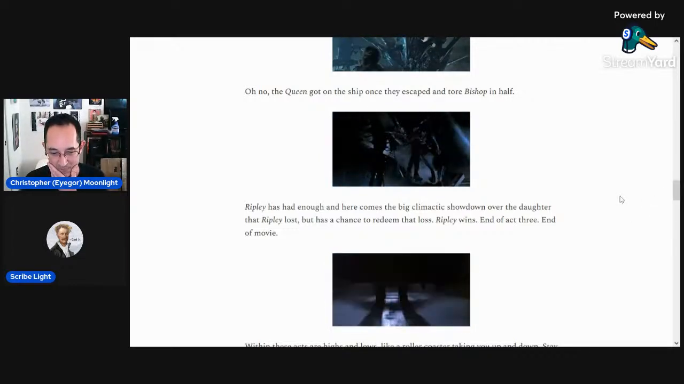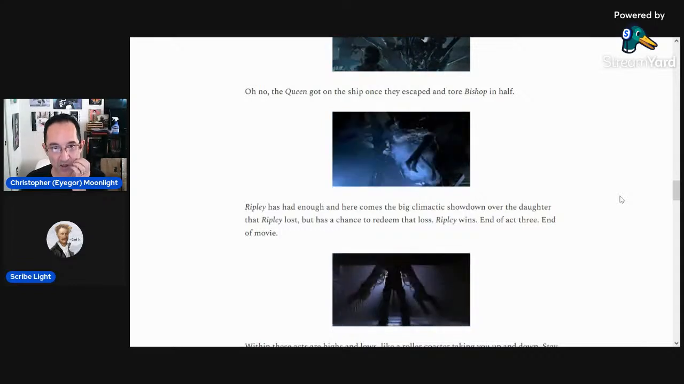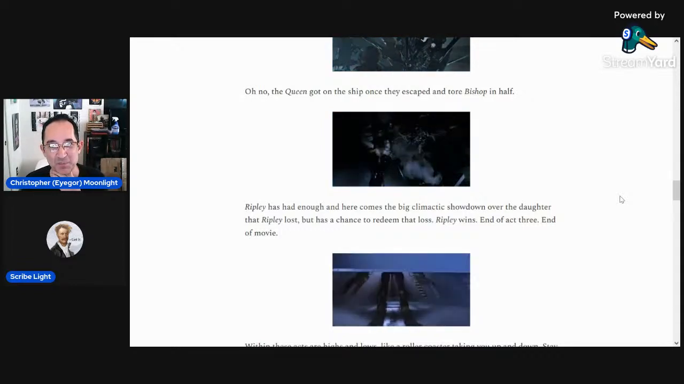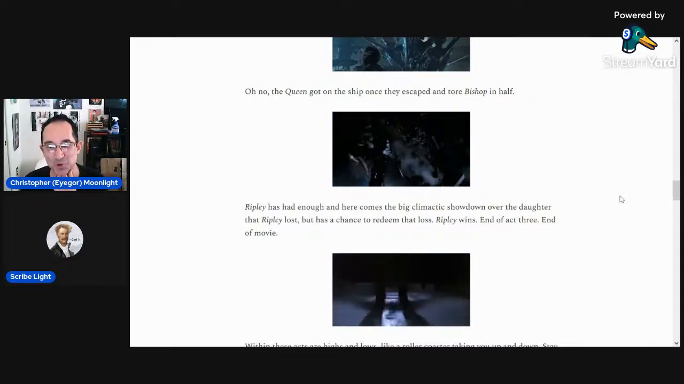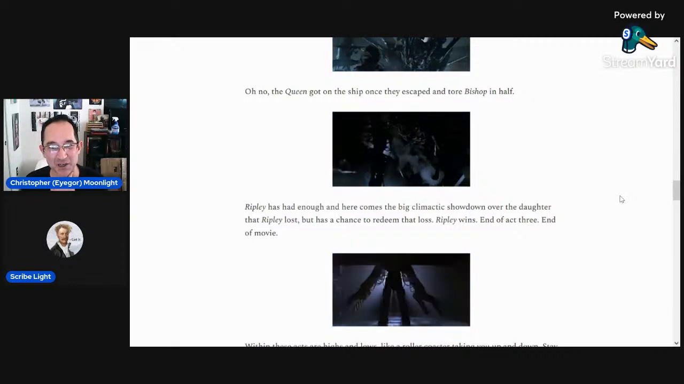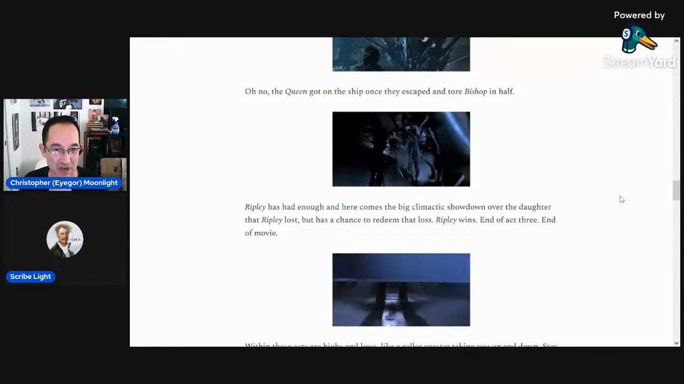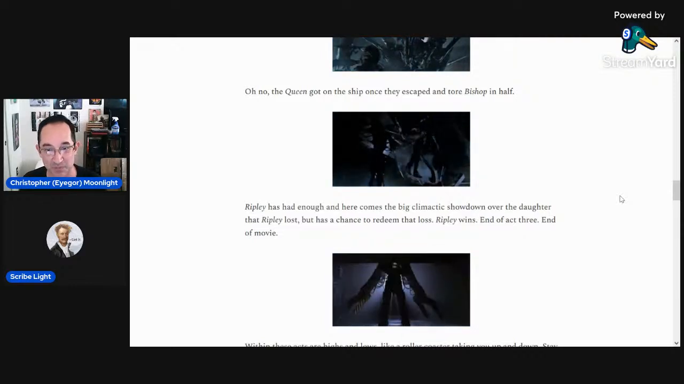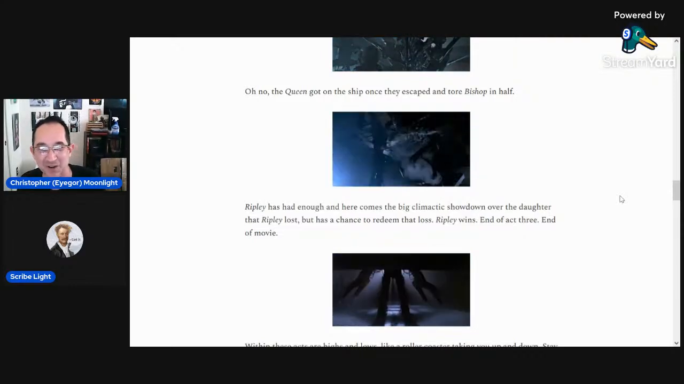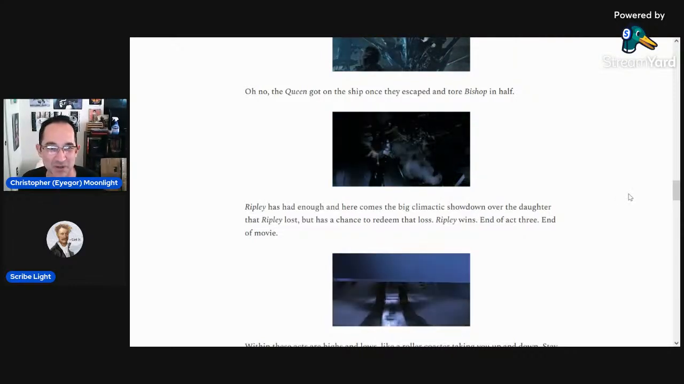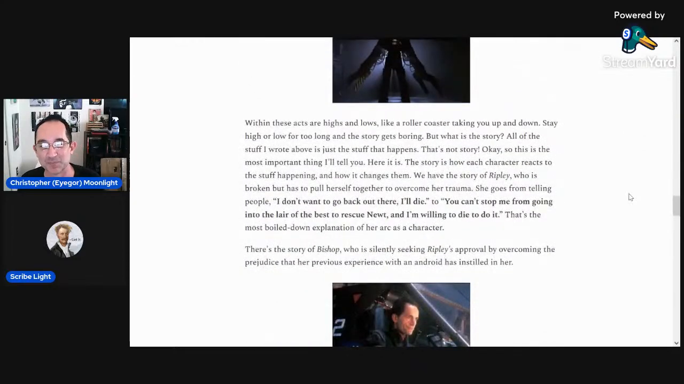Let's see. Oh no, the Queen got on the ship. Once they escape and tore Bishop in half, Ripley has had enough. And here comes the big climactic showdown over the daughter that Ripley lost, but has a chance to redeem that loss. Oh, I wrote about that here. Ripley wins, end of Act 3, end of movie.